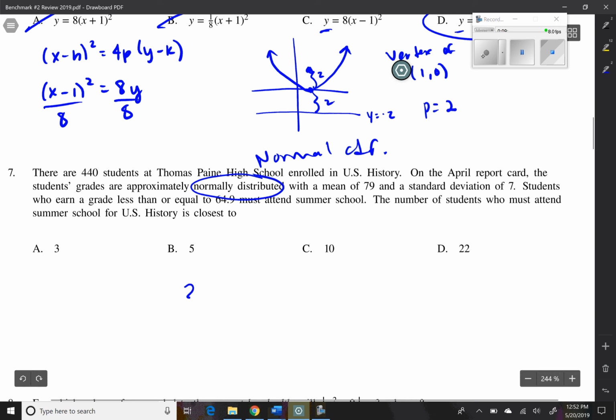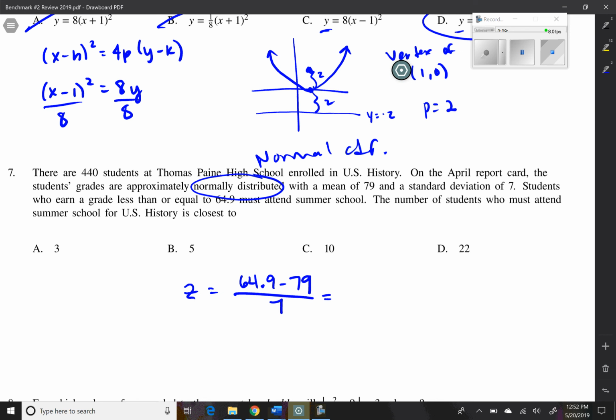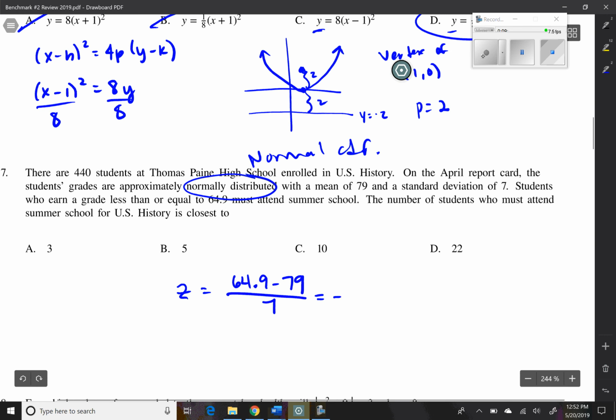So let's find the z-score. To find the z-score here, we're going to say 64.9 minus 79 divided by 7. Whatever that number comes out to be, we'll either try and change it to a fraction or at least get a good decimal here. All right, so we have 64.9 minus 79 divided by 7 is a little bit more than -2, so -2.014.